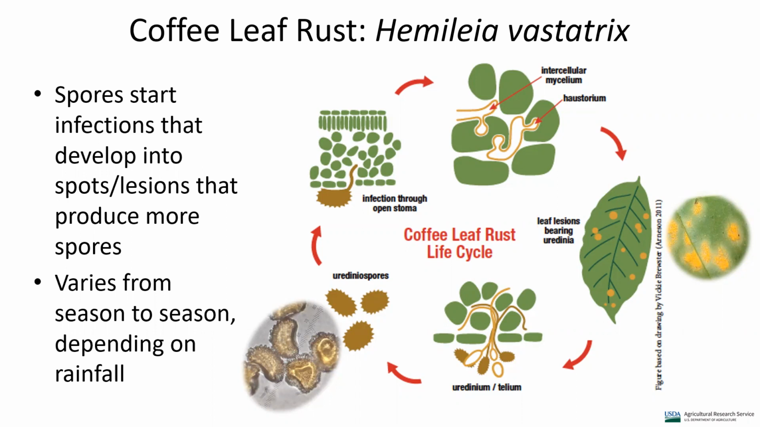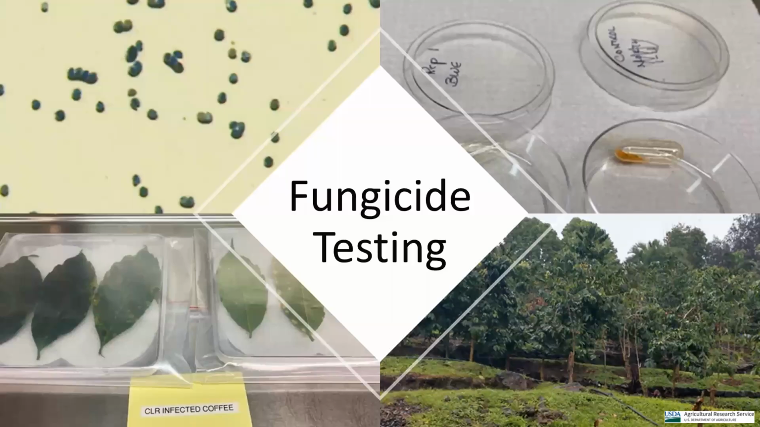The fungus actually gets inside the leaf, produces mycelium, specialized feeding structures. It then produces visible spots where the mycelium exits the stomate, starts to produce urediniospores, more spores, abundant spores, and the cycle continues for many cycles throughout the growing season.